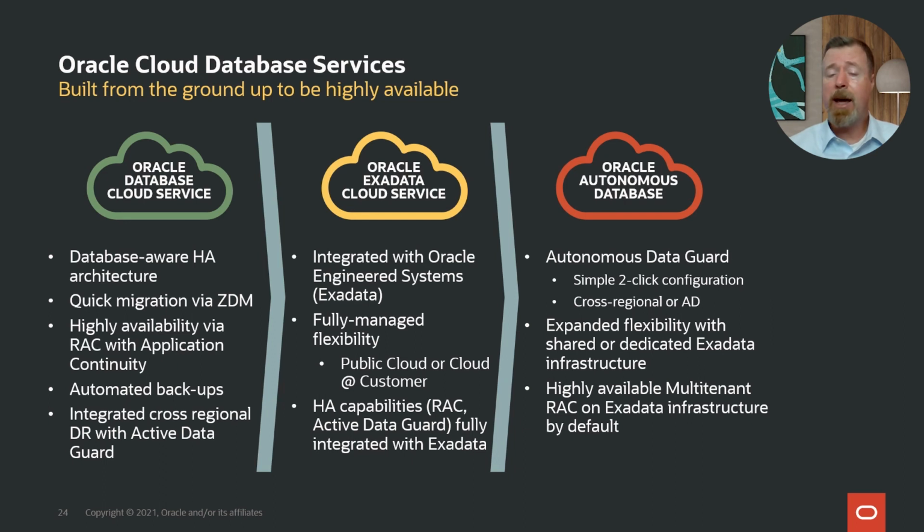And building on top of that, we have Autonomous, which also builds on top of the Exadata infrastructure. And we have two flavors of that. We have shared and we have dedicated, depending upon your requirements. Now, at this point, everything's managed by Oracle. And things like Data Guard can be configured. We call it Autonomous Data Guard in the Autonomous Database, with a simple 2 clicks. You can set up cross-regional or cross-availability domain DR.